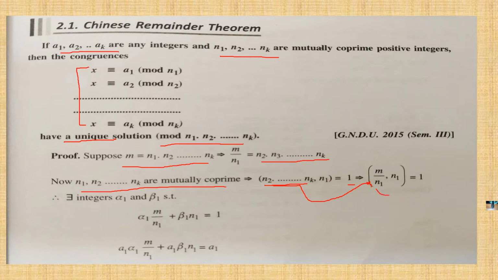Since this is the GCD of two numbers, we can write it as a linear combination like ax plus by is equal to 1. So we have taken here the integers alpha 1 and beta 1. So the GCD is written as a linear combination equal to 1. Applying multiplication by a1 on both sides, further we take modulo n1 on both sides. By taking modulo n1, the second term becomes 0. Now we have this relationship.